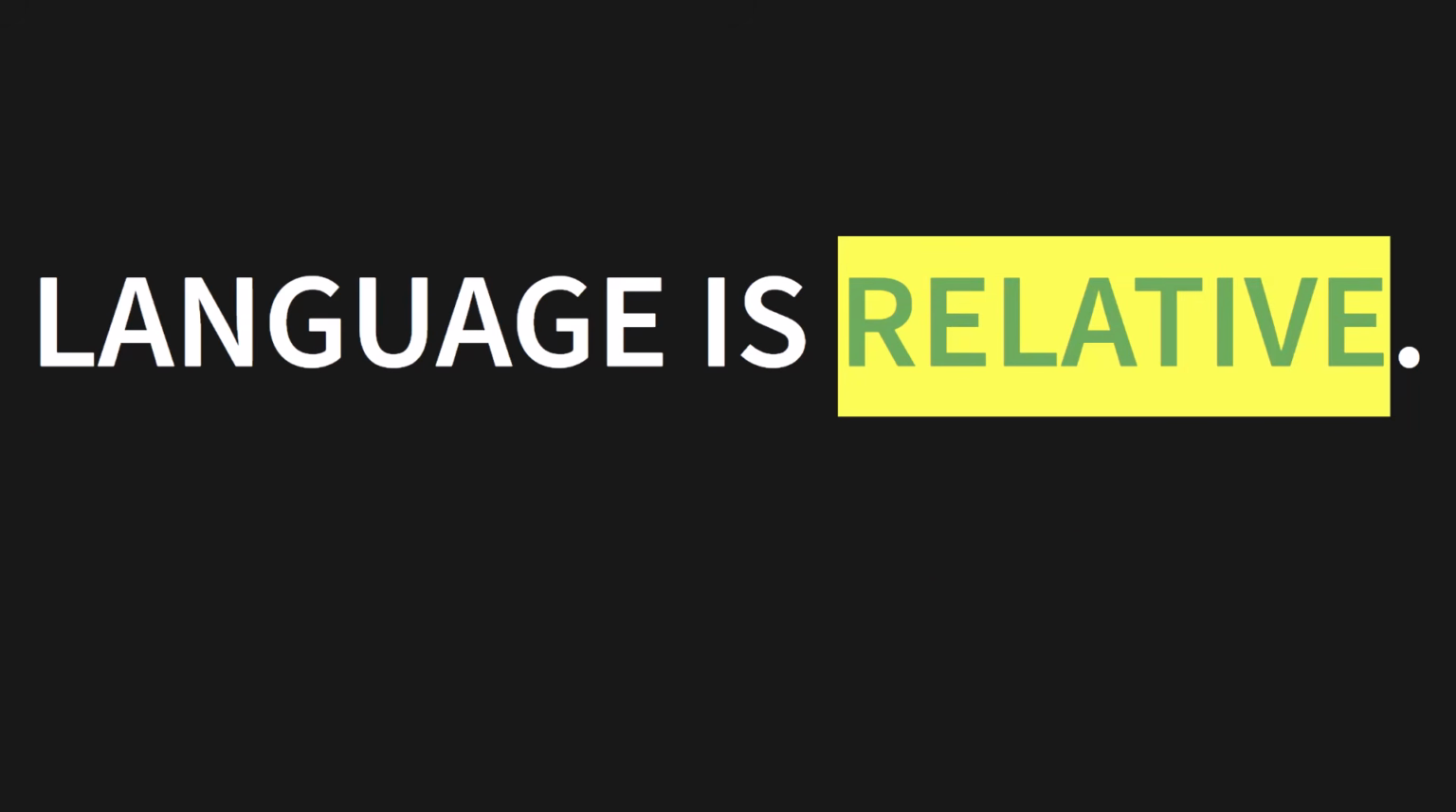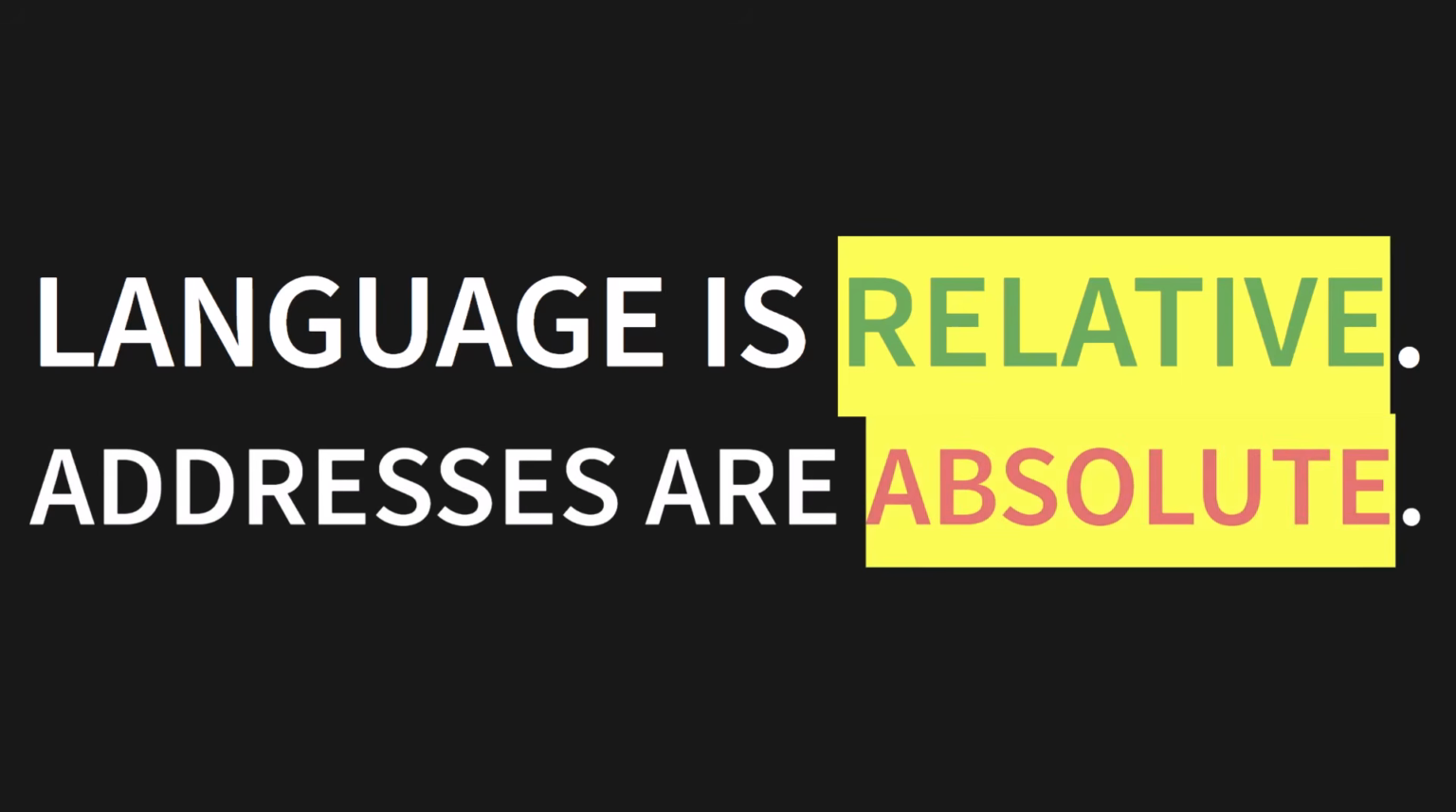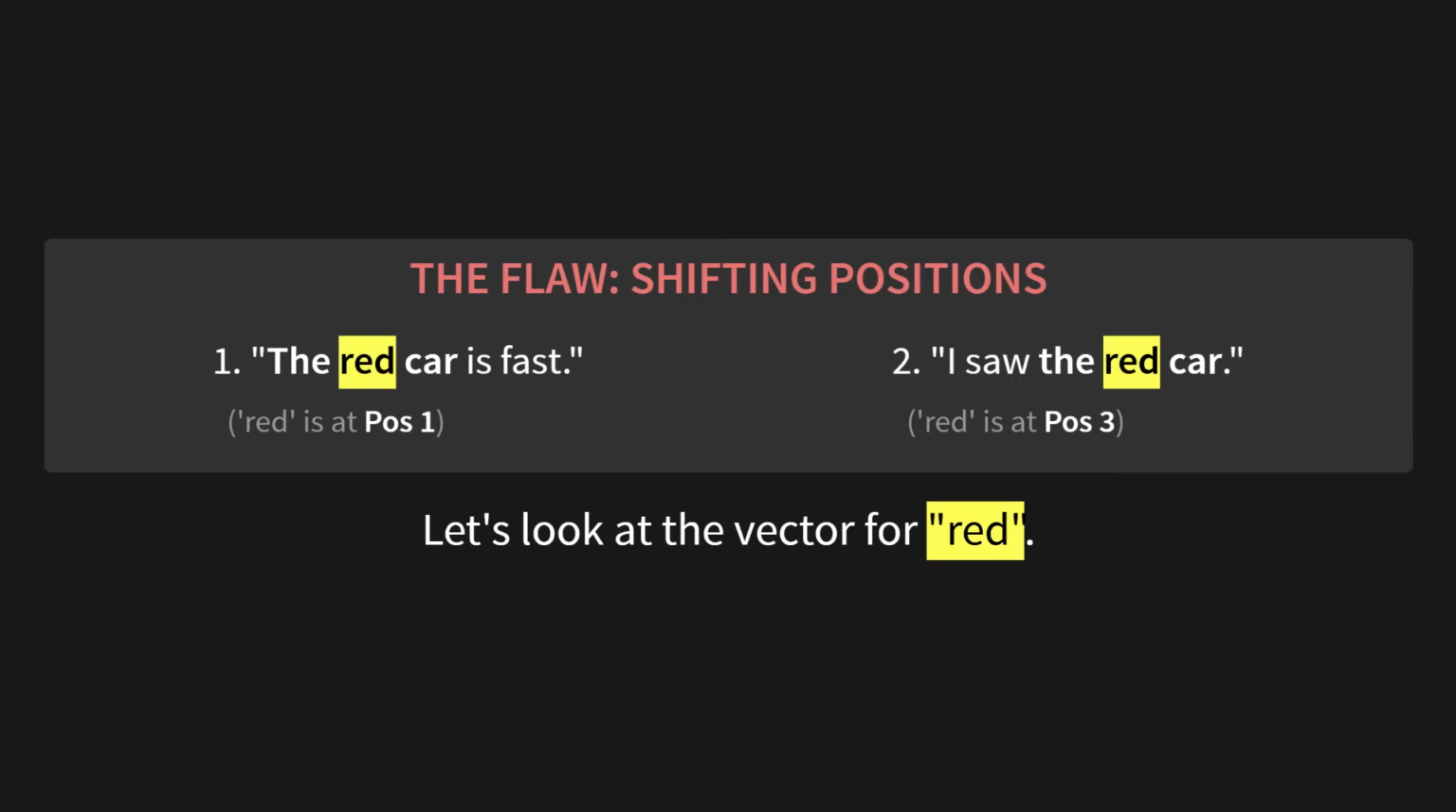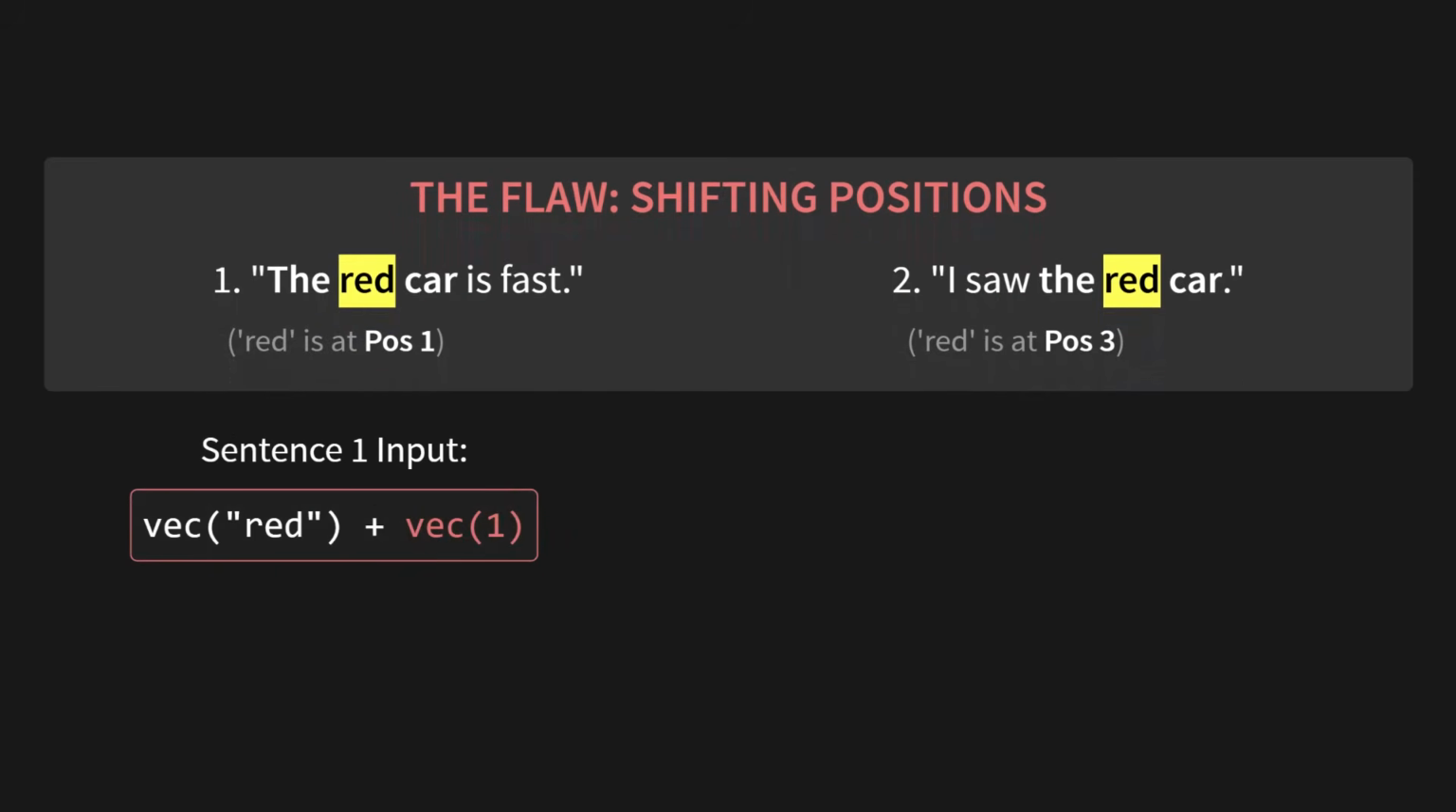Here's the fundamental problem. Language is relative. But these addresses we're giving each word, they're absolute. And that is a huge mismatch. Let me show you just how big this flaw is. Let's look at shifting positions. On the screen, you see two sentences. The first is, the red car is fast. In this sentence, the word red is at position 1. The second sentence is, I saw the red car. Now the word red is at position 3.